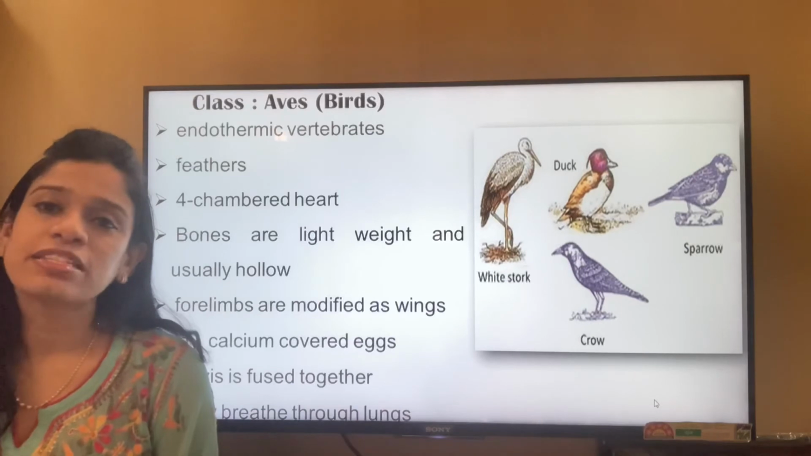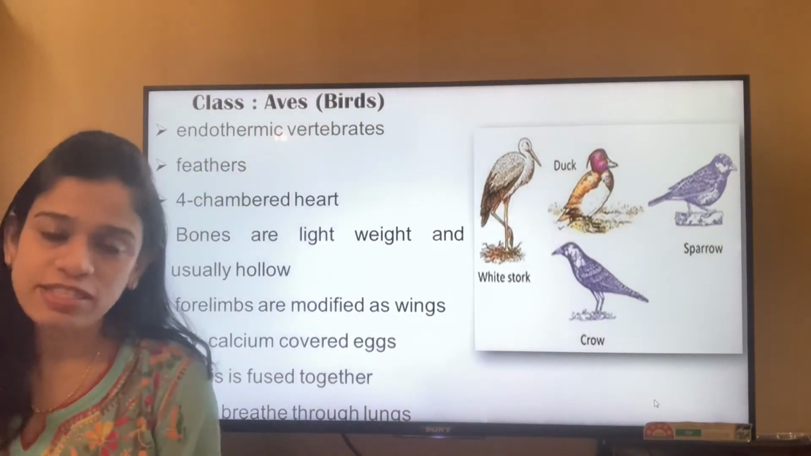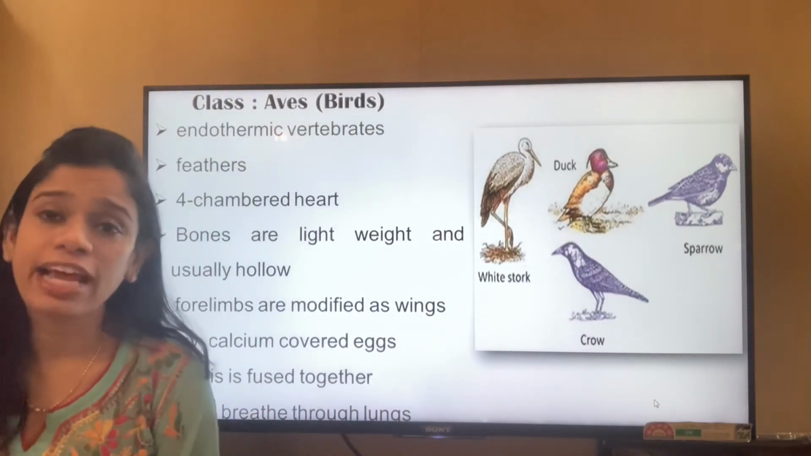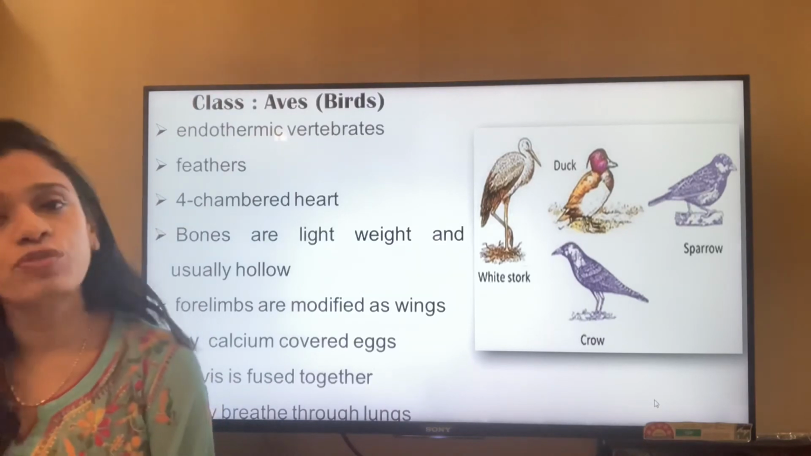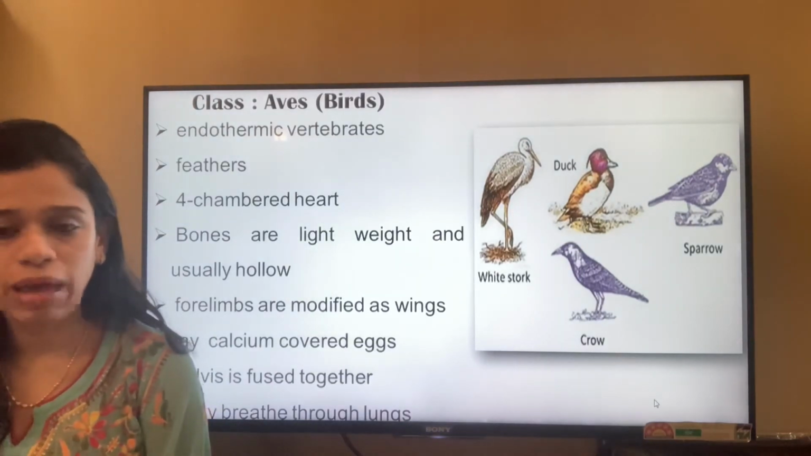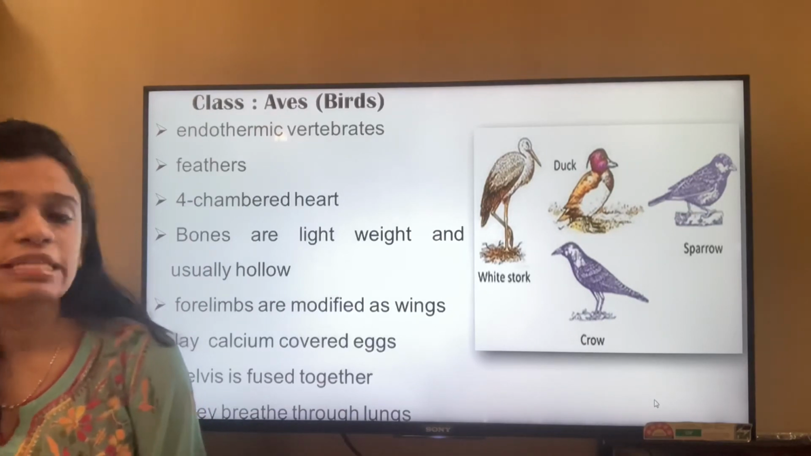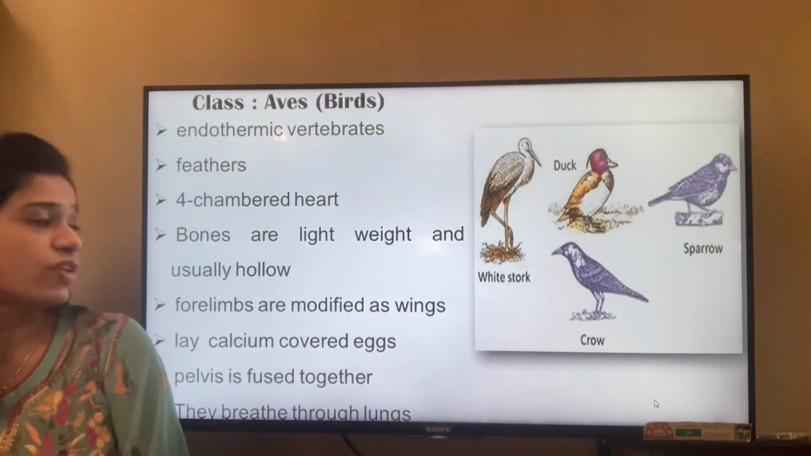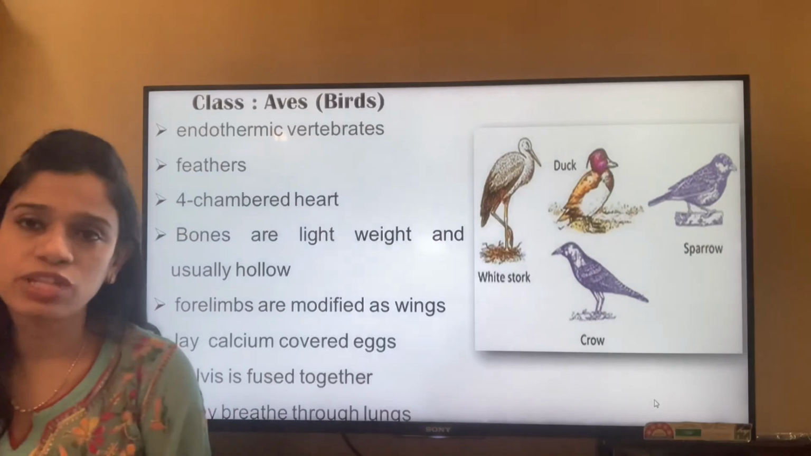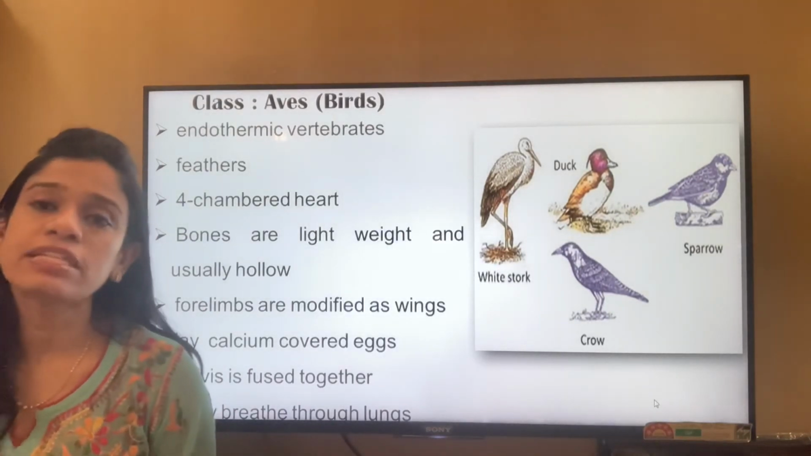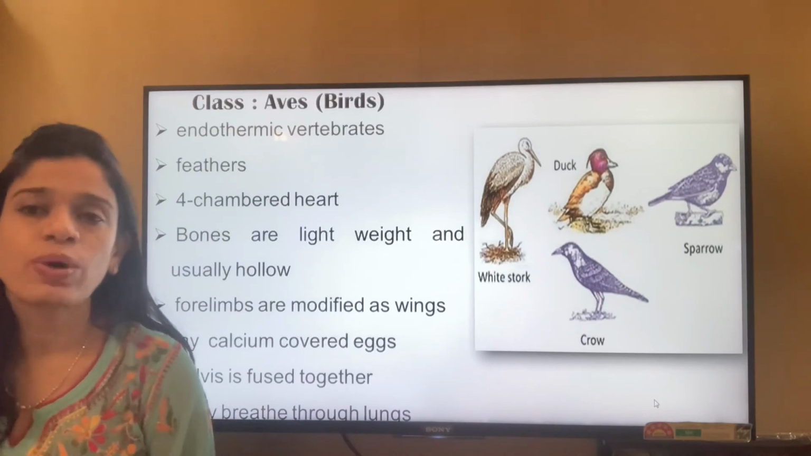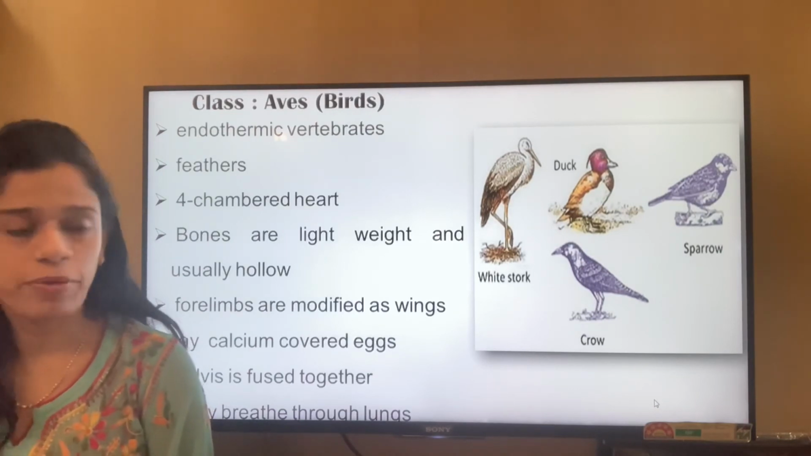Aves is the only class that has feathers. These are very light in weight. They can fly, which is not found in any other class. They have a four-chambered heart like that of the mammals, or we human beings. Their bones are so light in weight and usually hollow in nature, because of which they are able to fly. This decreases the weight of the birds, otherwise it would be difficult for them to fly.